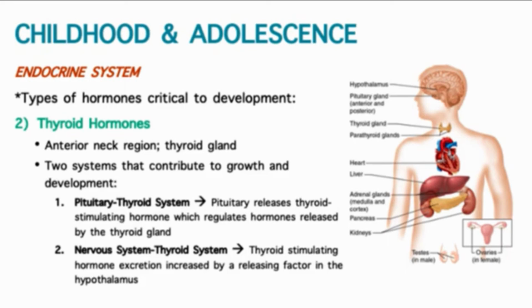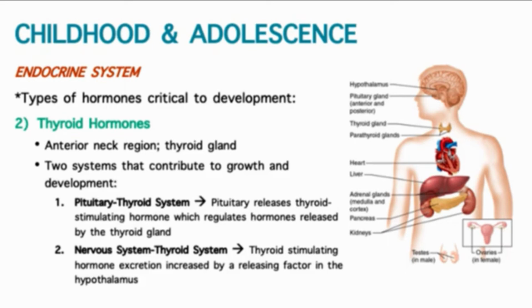The other one that the book mentions is the nervous system, the thyroid system. So thyroid stimulating hormone secretion is increased by a releasing factor in the hypothalamus. The hypothalamus is also in the brain, actually very close to the pituitary gland, so you can see how those two are regulated together. But that releasing factor in the hypothalamus stimulates thyroid stimulating hormone, right, which again is linked to a lot of different growth processes in relation to bone, sexual maturation, neural maturation, metabolic processes like protein synthesis, and a whole bunch of other body functions.